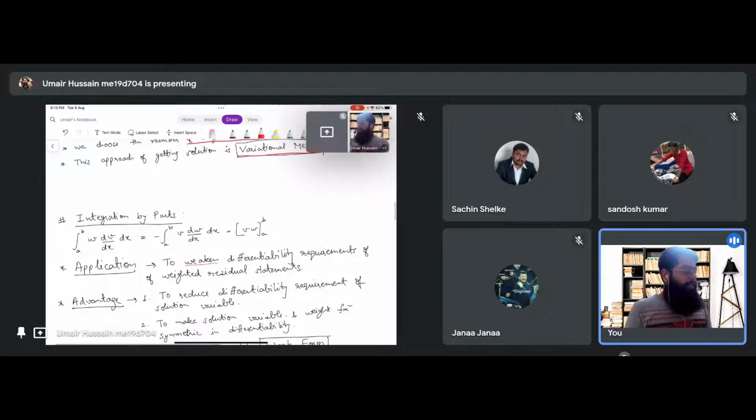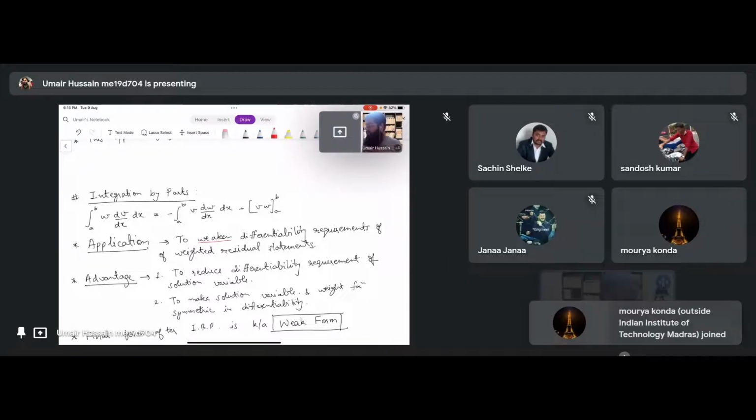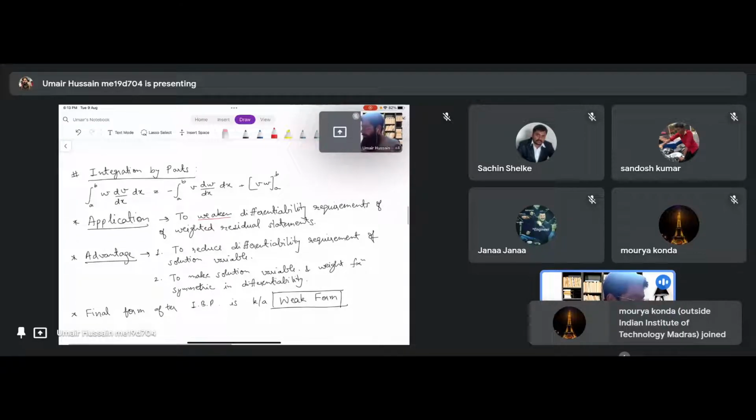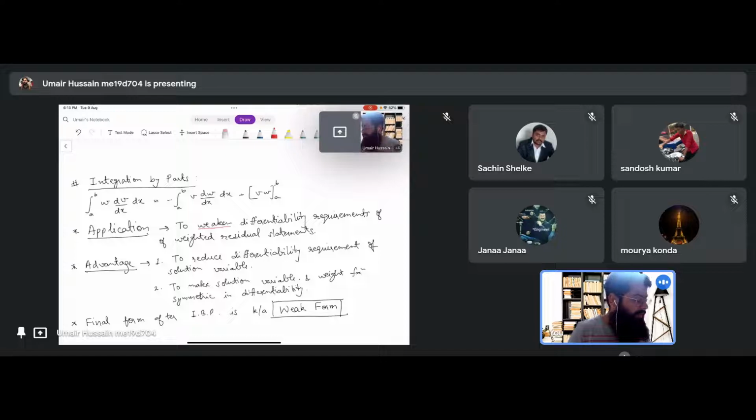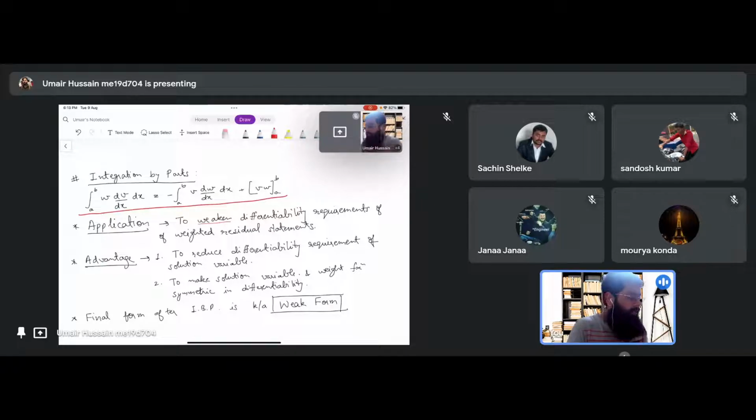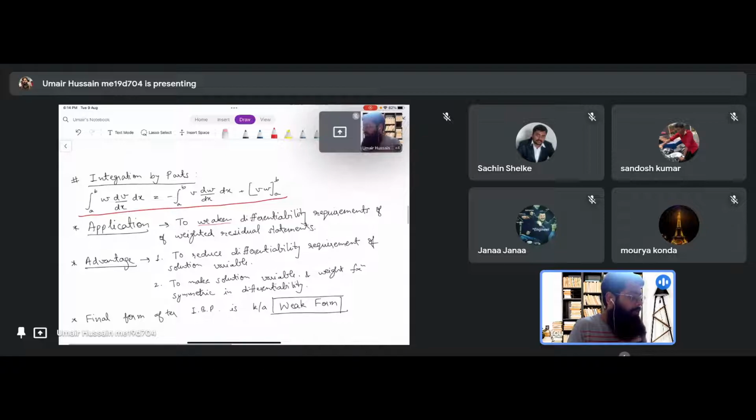The next thing we studied this week was integration by parts. It's a basic technique that we learn in 11th or 12th grade, so I'm not going to explain integration by parts to you. It's a simple formula. But why do we need integration by parts in this problem? We will appreciate it when we solve these problems. The main application of integration by parts here is that we can transfer differentiability. Suppose in the first term of this equation we have the derivative of v. Integration by parts allows us to transfer this derivative from v to w.